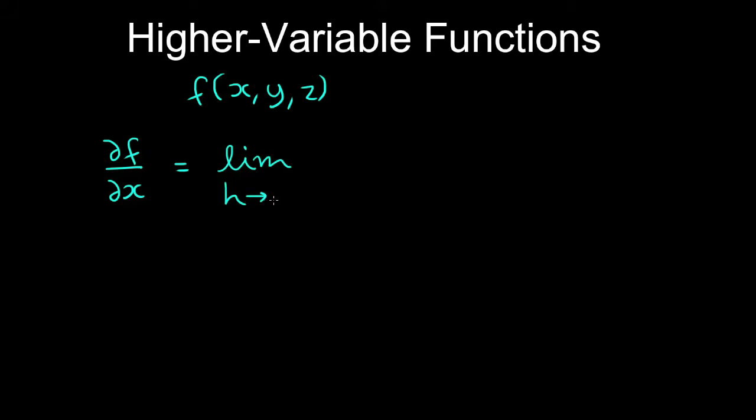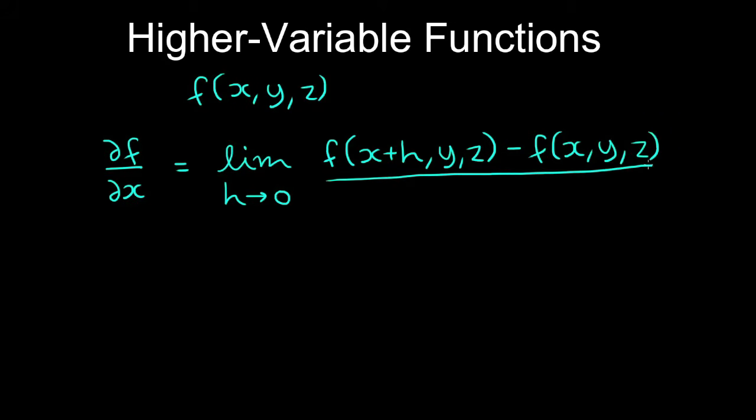The definition of the partial derivative can be extended to functions of more than 2 variables. So suppose we have a function of 3 variables, for example, then taking a partial derivative of f with respect to x is equal to the limit as h approaches 0, and this time the difference quotient is f of x plus h, with y and z fixed, minus the function of x, y, z, over h.